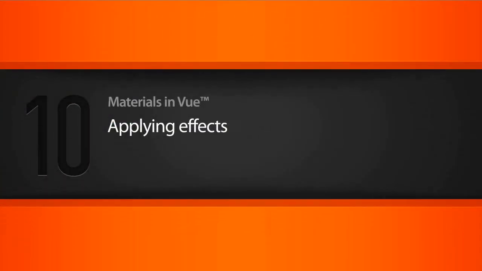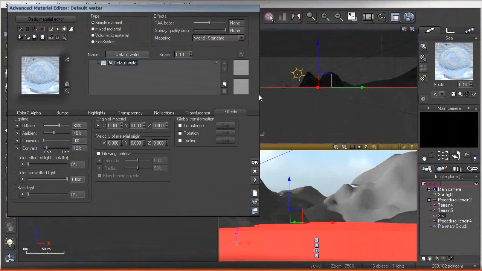In this lesson, we're going to take a look at the effects panel of the Advanced Material Editor. Alright, so let's go ahead and open up the Material Editor and make sure that you're under the effects panel. The first thing that we're going to take a look at in here is going to be the lighting section.